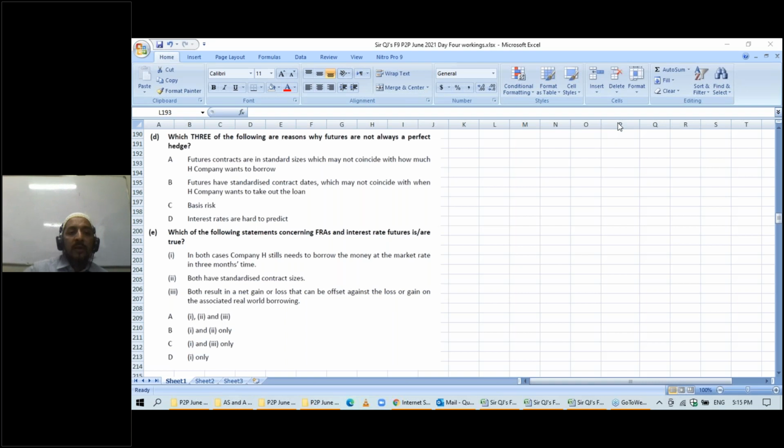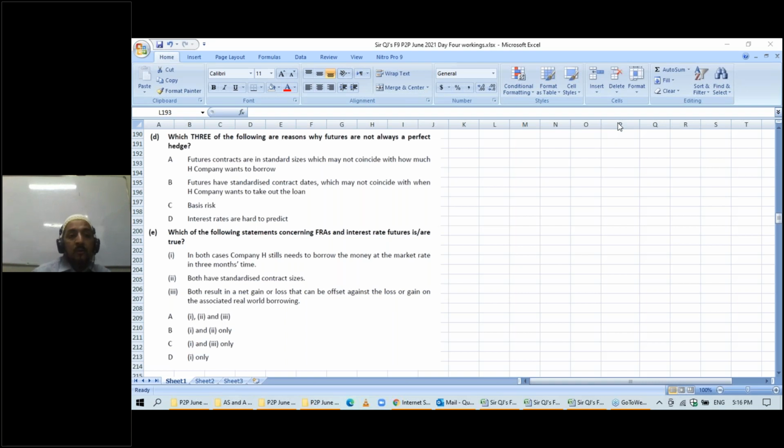Which three of the following are reasons why futures are not always a perfect hedge? Now, why are futures not a perfect hedge? One of the reasons is that the futures are of standard size, and your transaction may not be of the same size. So due to the difference, all of your amount may not be hedged. One of the reasons can be this.